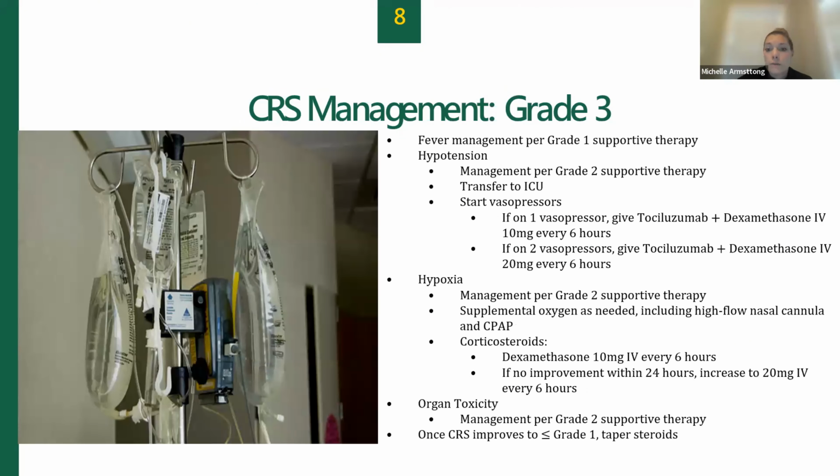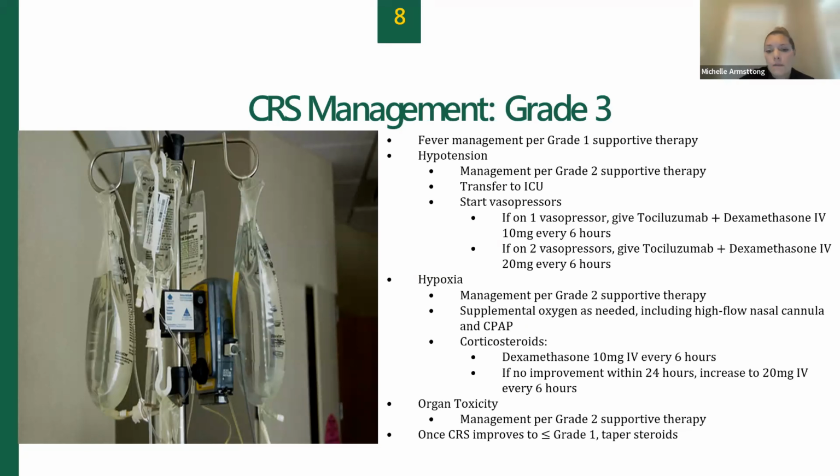CRS management for grade 3 is going to be all the things we've already done, plus additional interventions for low blood pressure. At this point, you are definitely transferring them to ICU. They're definitely on pressors already. If they're on one pressor, you're giving the tocilizumab, you're giving Dex IV every 6 hours. If they're on 2 pressors, you're giving Toci and Dex IV 20 milligrams every 6 hours.